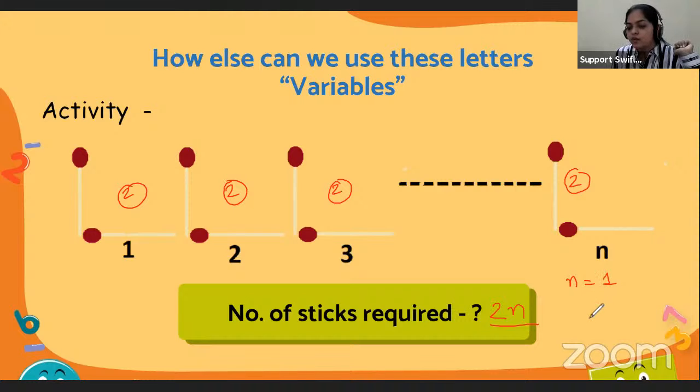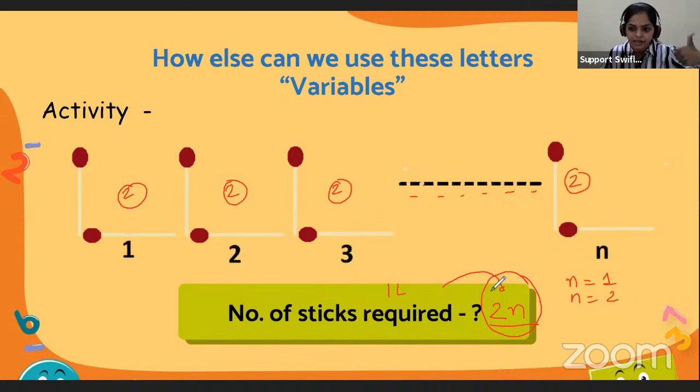If I take n equals 1, how many matchsticks are required for 1 L? We require only 2 matchsticks because the value of n is 1. If I take n equal to 2, what will be our answer? 2 into 2, that is 4. So for 2 Ls we require 2 plus 2, that is 4. Yes, correct. So at last we must say that for n number of Ls, we require 2n matchsticks. Alright, so in this way algebra makes complex activities very simple.